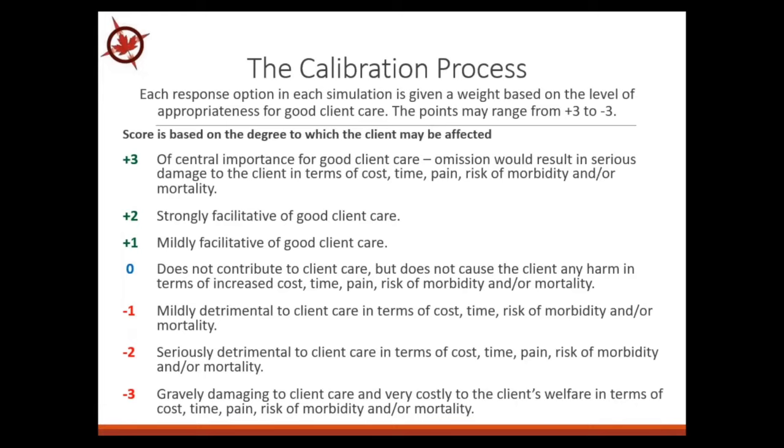And -3s, those would be indications where the client has said that they have serious suicidal ideation or homicidal tendencies. Their life or the life of somebody else is in danger, and there was no uptake by the therapist to address that issue at that time. So those would be things that are gravely damaging to client care, very costly in terms of welfare, and may in fact cause you to lose your client forever. So the calibration process refers to each of the options that you are presented with within the simulation. Every time you select an option, you're either gaining points, losing points, or occasionally it's a benign, it's a 0, right?